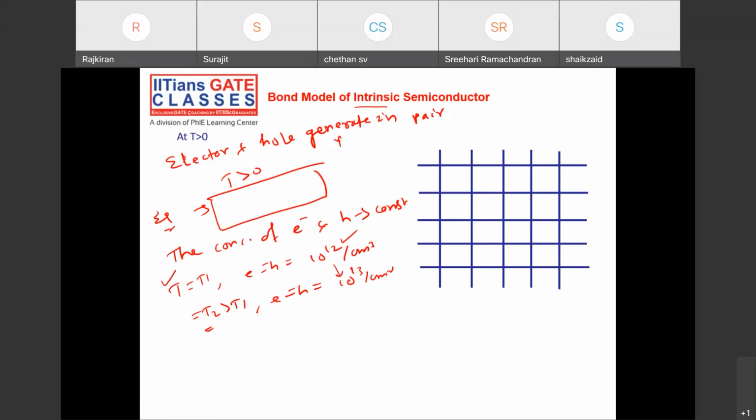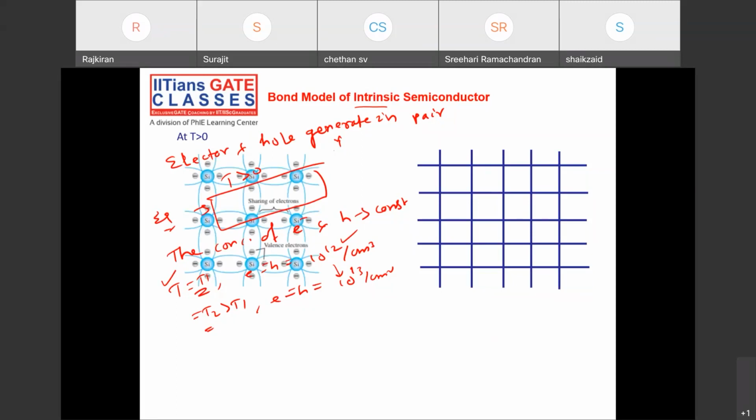And why? So my question is how it will remain constant. Suppose I am at T equal to T1. Why does the electron-hole concentration in an intrinsic semiconductor at a particular temperature remain constant? My question is how the electron and hole concentration in a semiconductor at a particular temperature remains constant. If I increase temperature, it will increase, but for a particular temperature, it will remain constant. Is it clear? Clear, sir. But how does it happen? Okay, let us discuss how it happens.